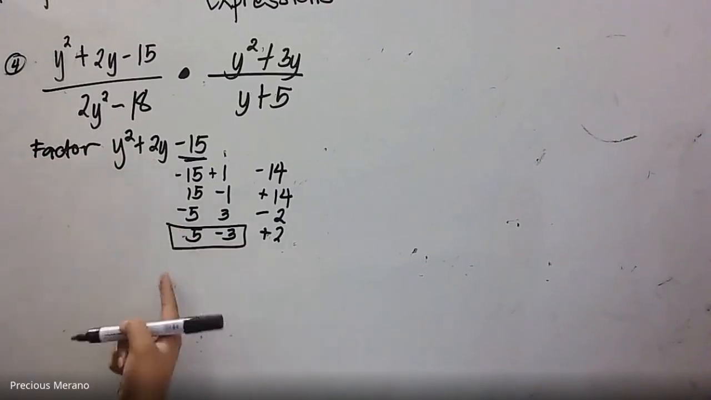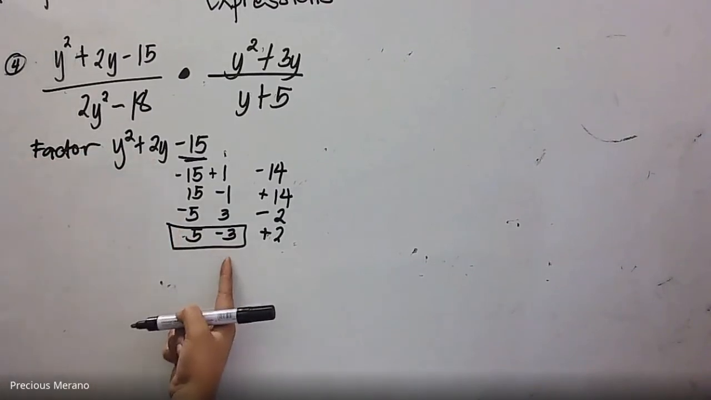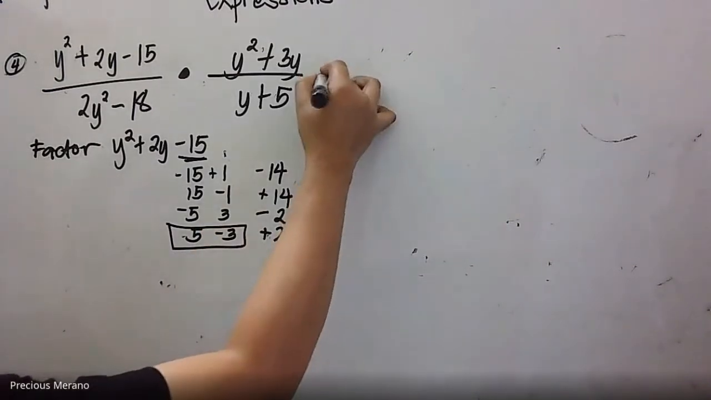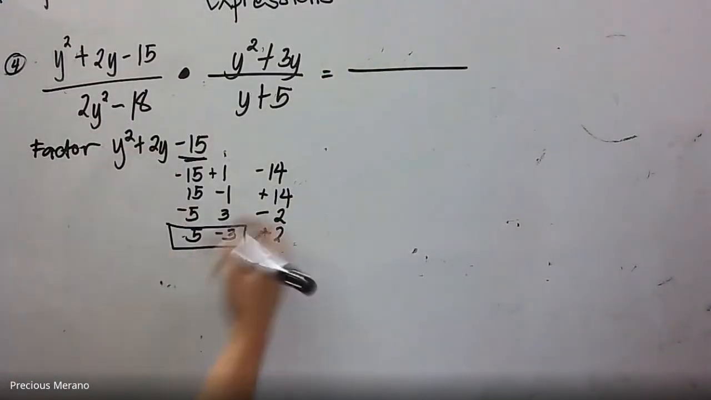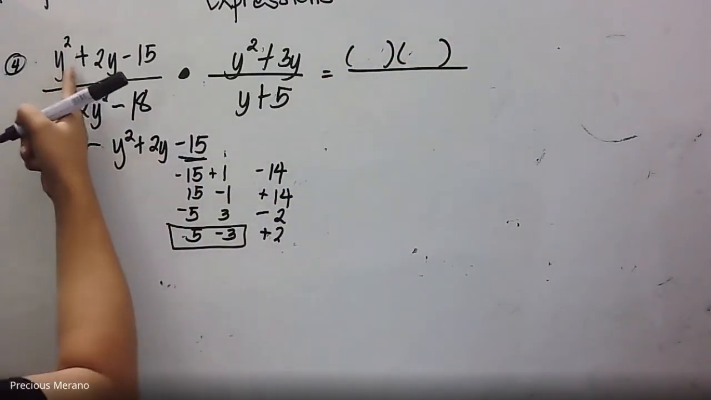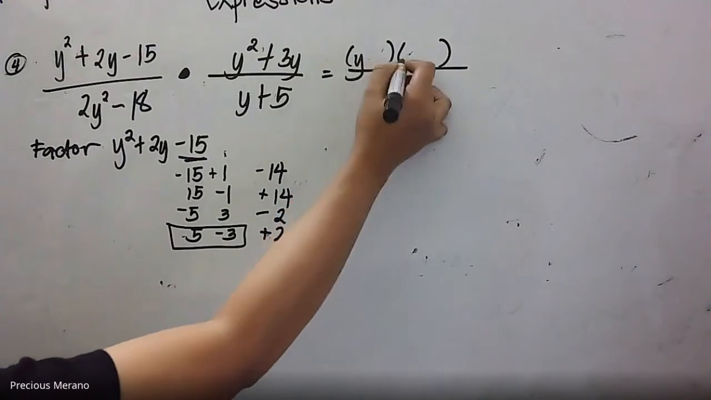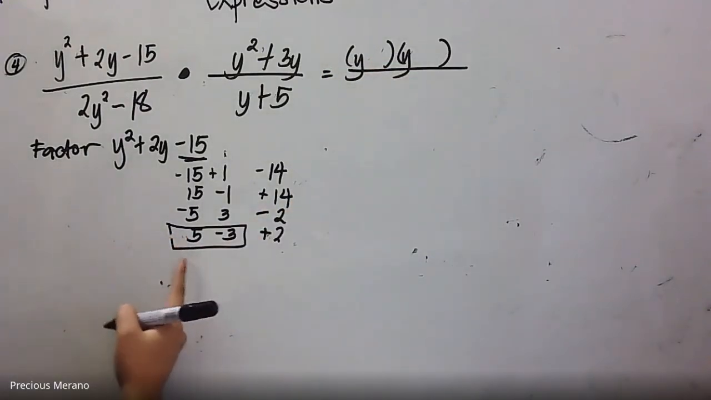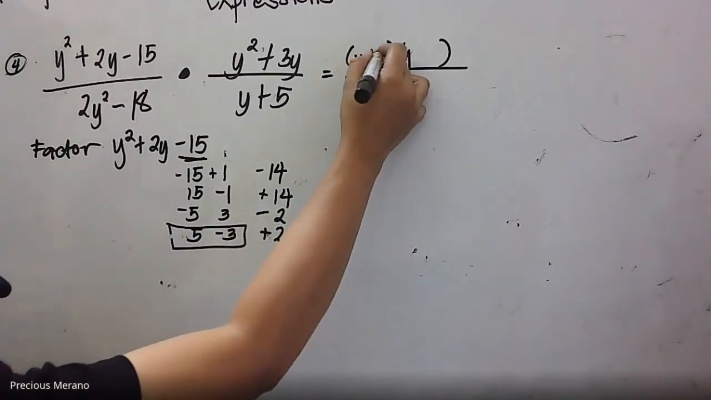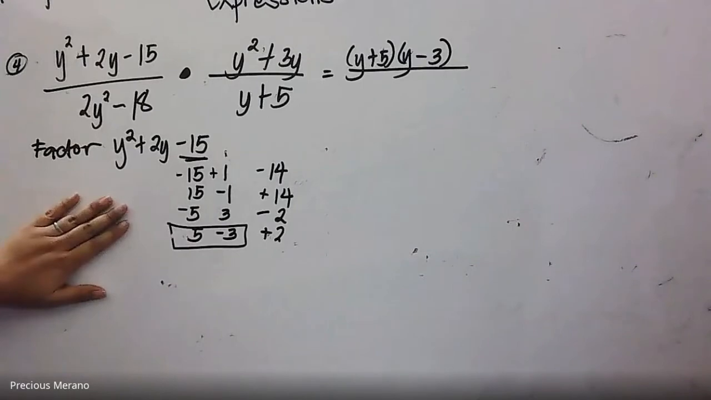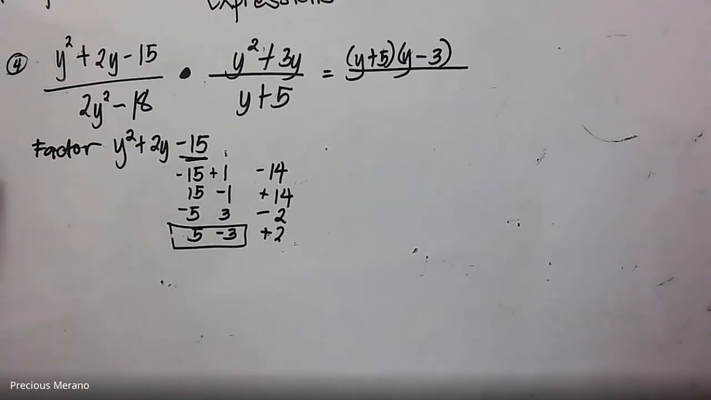That is the last one, which is the positive 5 and negative 3. So, kukunin natin yung factor na to. We're going to write it as, di ba, dalawang open and close parenthesis din. And then, since y yung variable na nandyan, y yung lalagay din natin dito. And then, copy the sign and the number. So, positive 5, which is plus 5, and negative 3. So, tapos na tayo sa numerator on the first term.